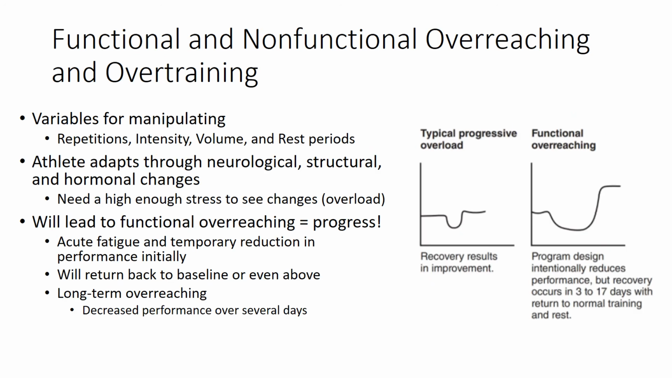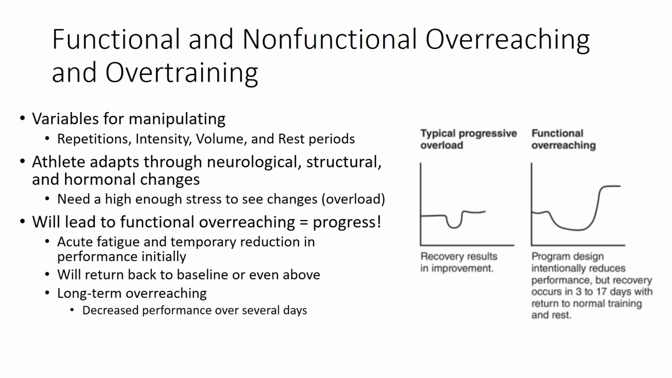The body will respond to the demands of training through different variables. Manipulating exercise variables such as the repetitions, intensity, volume, and the rest periods will help attain particular adaptations for the athlete and their goal, whether that be hypertrophy, power, or strength and endurance. Changing these variables will have adaptations through neurological, structural, and hormonal changes. For this to occur, a high enough stress must be placed on the athlete, which is generally called an overload. This overloading will result in functional overreaching and progress throughout the training program.